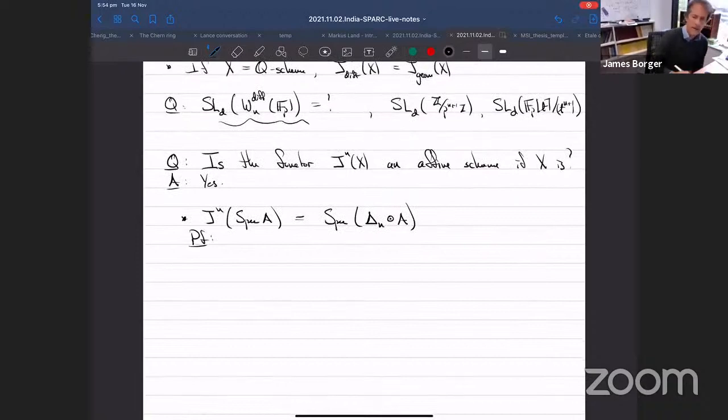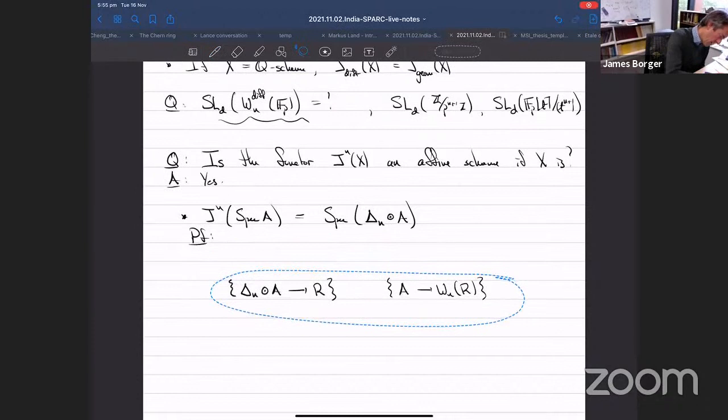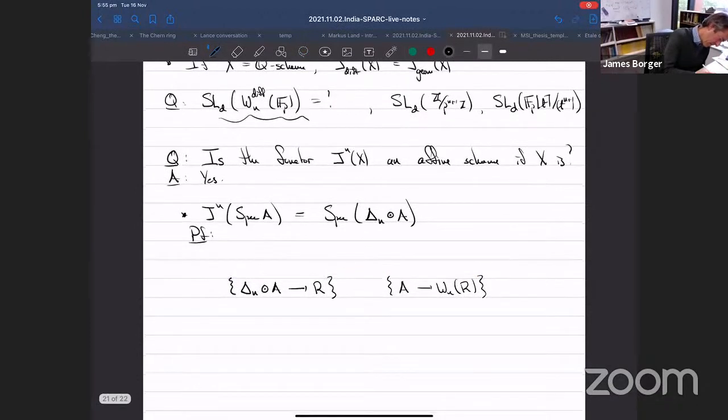So what's the proof? I mean, it's basically kind of nearly a tautology once you unpack all the definitions. So what we have to do is look at the R points. This right here is the R points of this. It's just the ring homomorphisms from this to this. And what I claim is that's really the same thing as the ring homomorphisms from A to W_n of R. Maybe I'm being a bit too quick on this. These are the maps from spec R to spec A. Those two sets are in bijection.